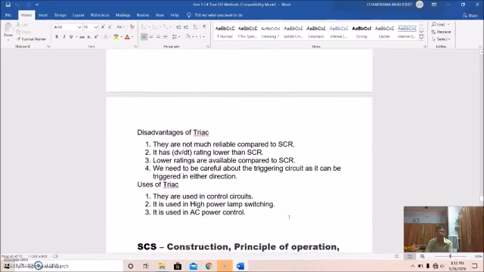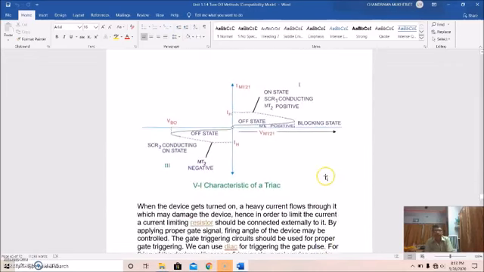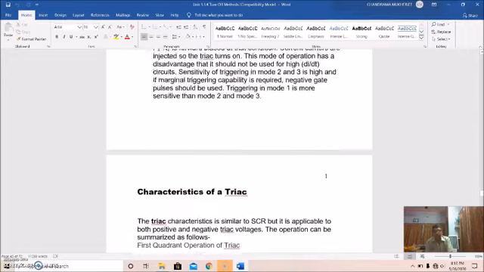So the disadvantage of the TRIAC is they are not as reliable compared to SCR. The dv/dt rating is lower than SCR, lower ratings are available compared to SCRs. So we must be careful about the triggering circuit, as it can be triggered in either direction. And uses of TRIAC, they are used in control circuits. It is used in high power lamp switching. It is used in AC power control, etc. So that's all about our TRIAC.